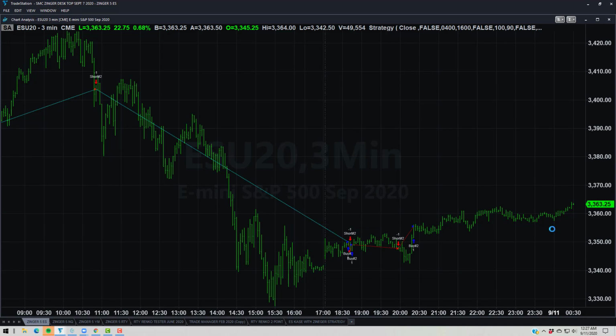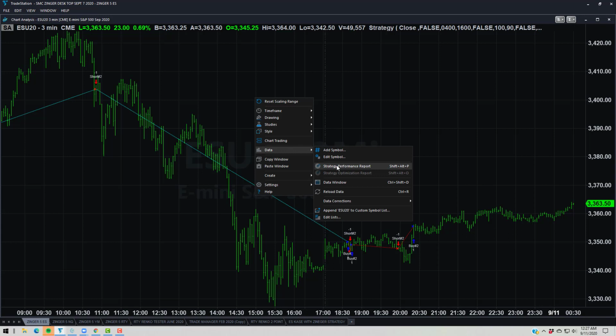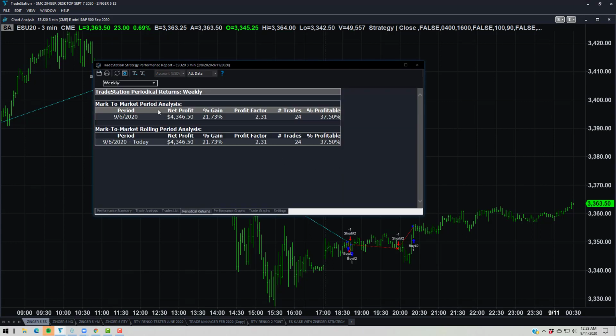So let's close. And I want to show you, now this is dead accurate. This is on a weekly basis for this week. And we're going to write that down. You would have had 24 trades. 37% were profitable. A profit factor of 2.31. Your net would have been, trading one contract now, not 2 or 3, $4,346.50.